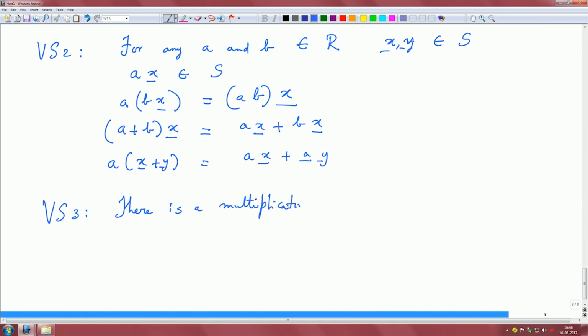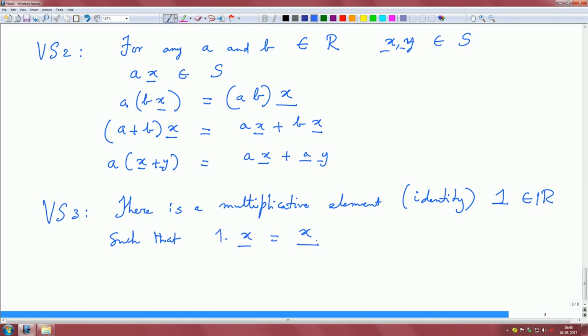The other property is there is a multiplicative element, or I would say multiplicative identity element precisely, which is 1 belonging to R, such that 1 times X is X. So you multiply the vector by the identity element, you get back your original vector, and there exists 0 belonging to R such that 0 with X is basically your null vector.